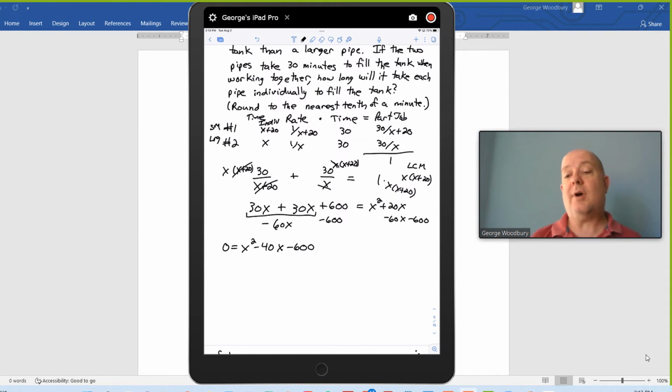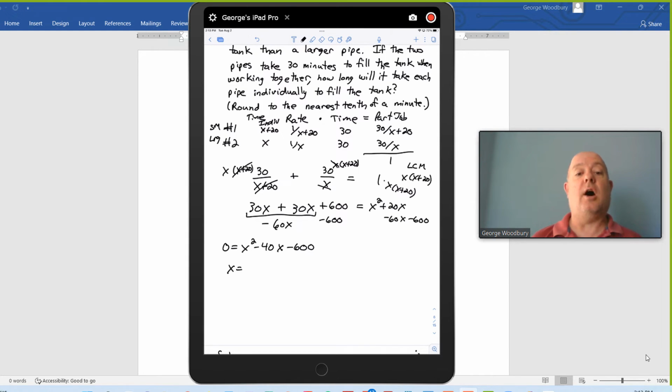Now again, I would try to factor this if I could, but I don't know two numbers that multiply to 600 and subtract to 40. Also, where it says round to the nearest tenth of a minute, that has me a little concerned that I need to use the quadratic formula anyway. So I'm going to jump right to that.